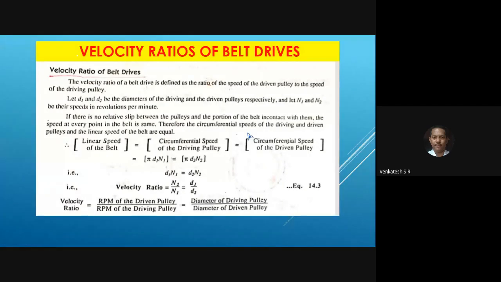Please write down a question. Derive an expression for velocity ratios of belt drives.